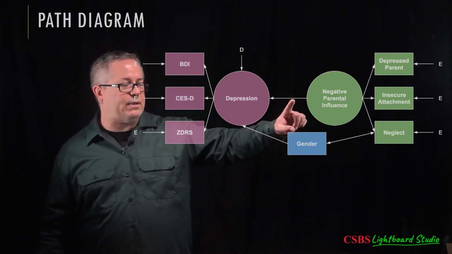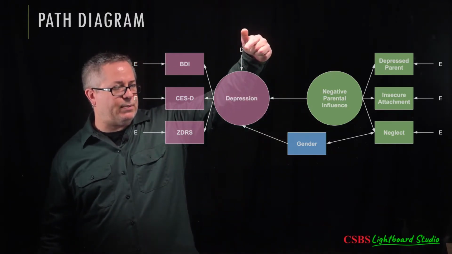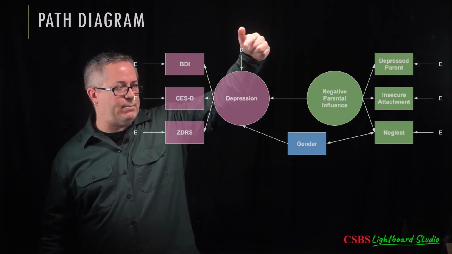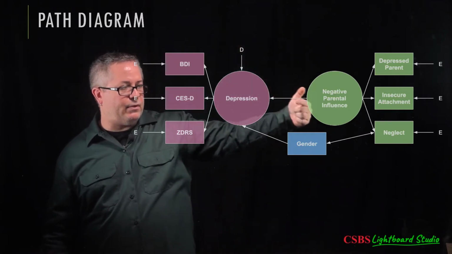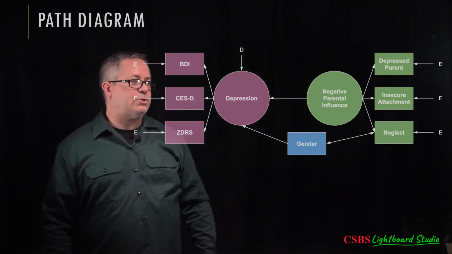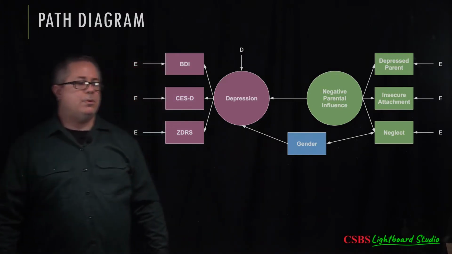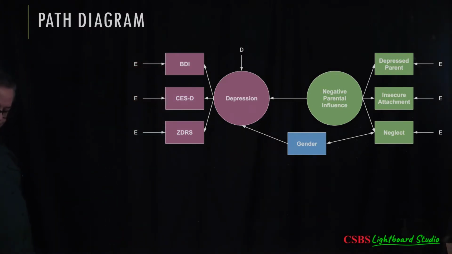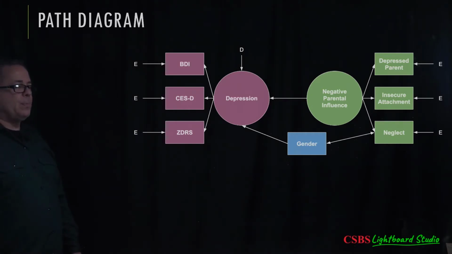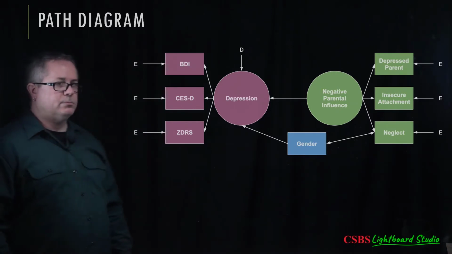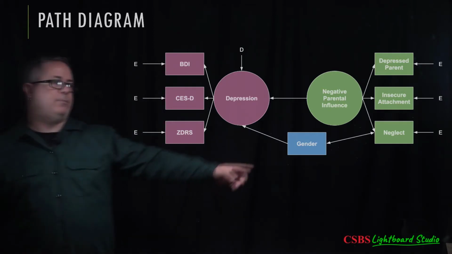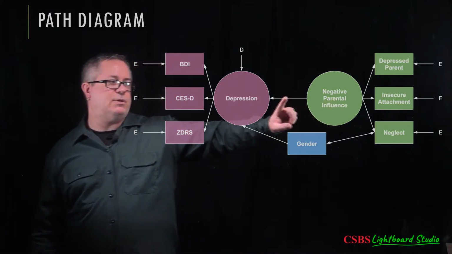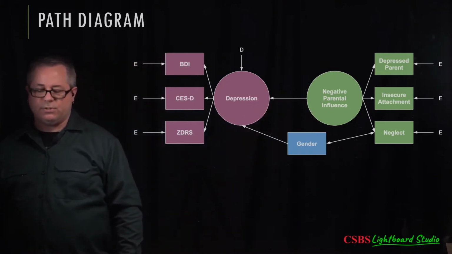And you can tell that because there is a disturbance up here, meaning that depression is being predicted by something, to allow it to have an error or an error variance up here. All right, so that's what other parts of the model represent structure instead of measurement. So I have a prediction from negative parental influence to depression. That's structure. Where else is there structure?